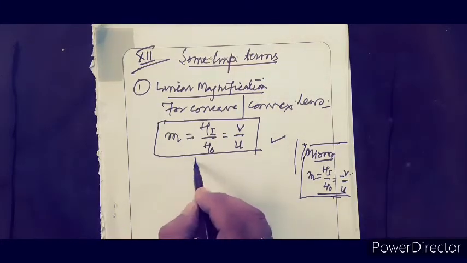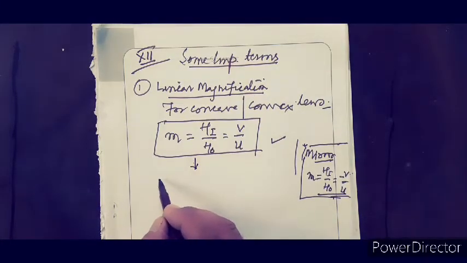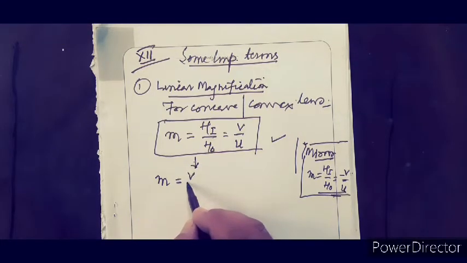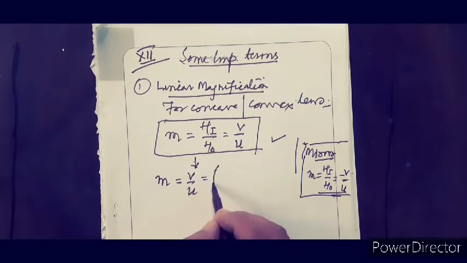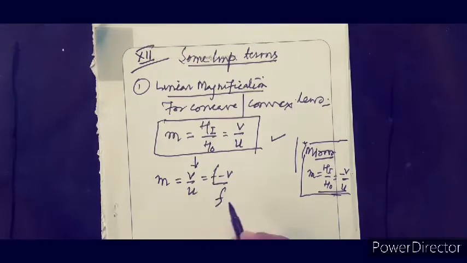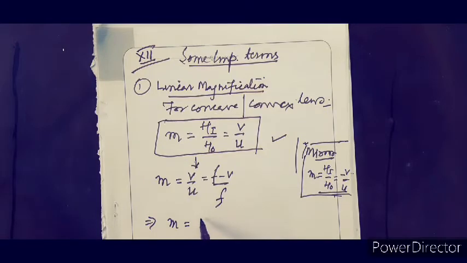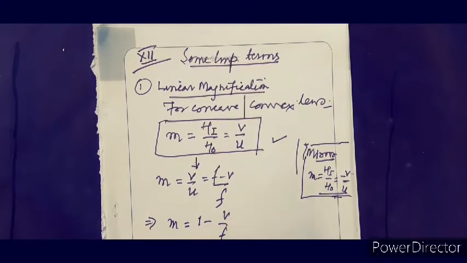And we are talking about the lens. We can also write this V by U value as F minus V by F. That is another form. And also M is equal to, we can write, 1 minus V by F. Another form of the magnification.